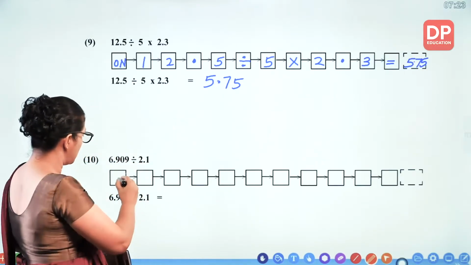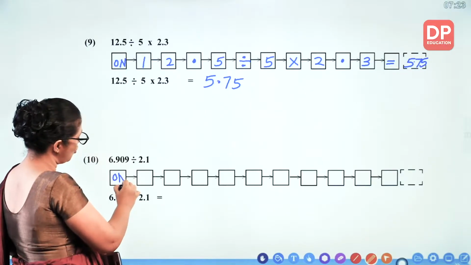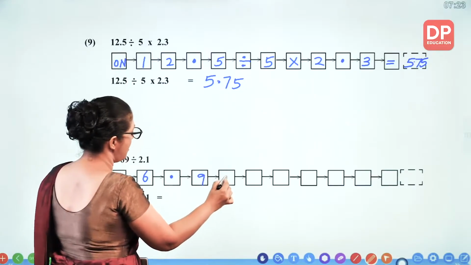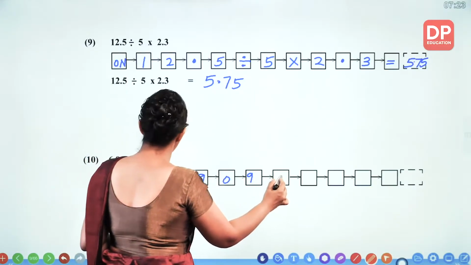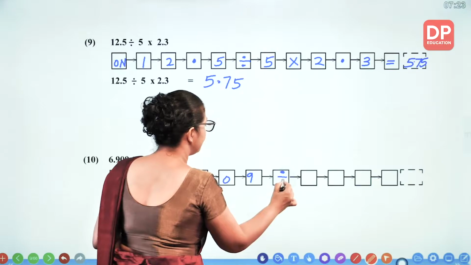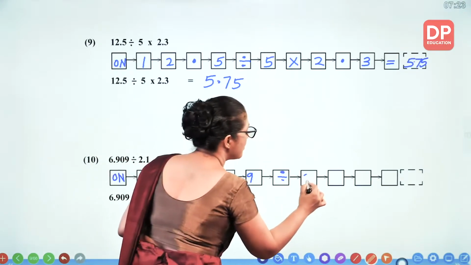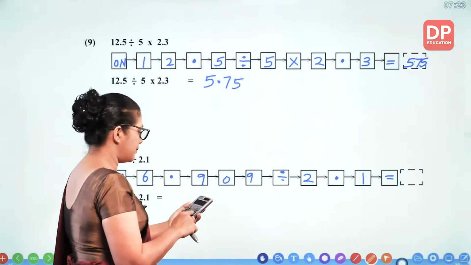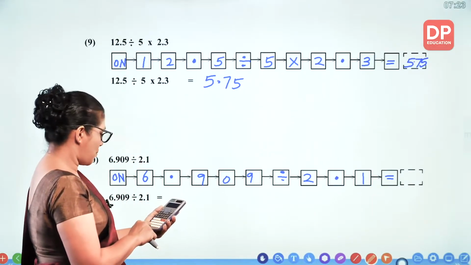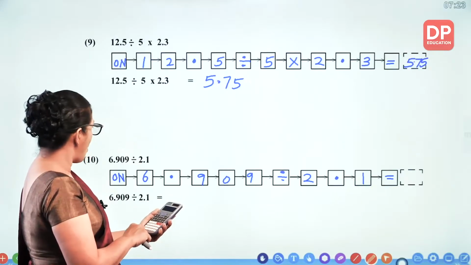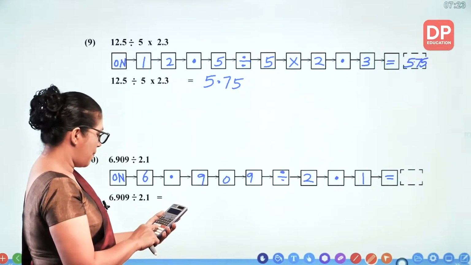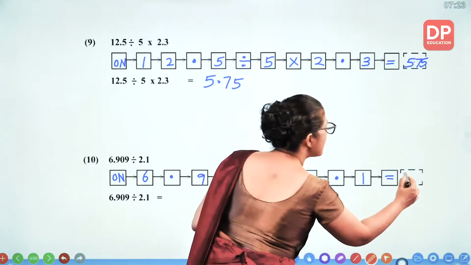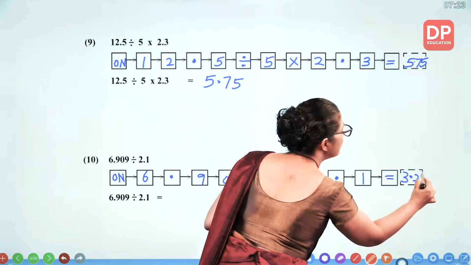This one is division. So how do you do it? Switch on the calculator. 6.909 divided by 2.1, then the equal sign. So 6.909 divided by 2.1 is 3.29.